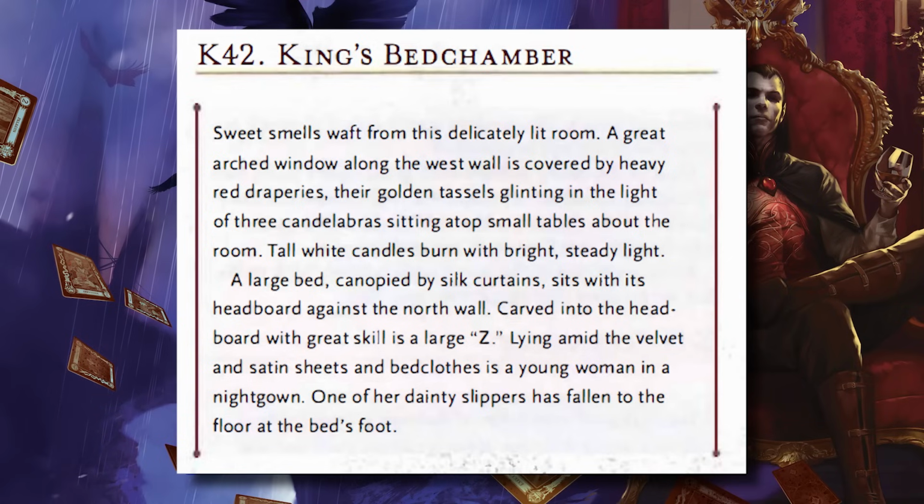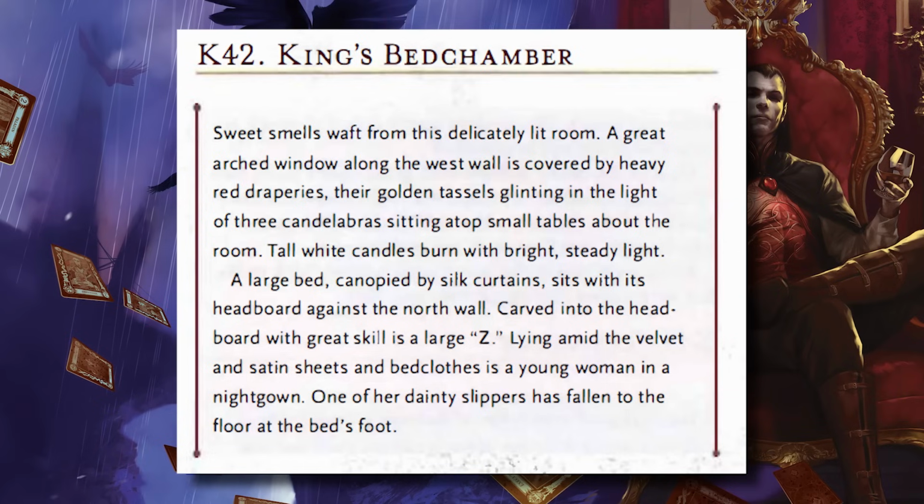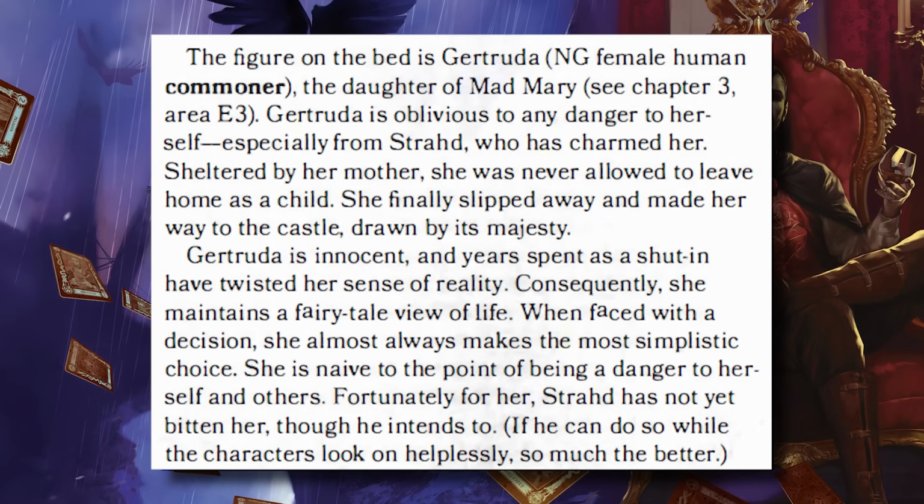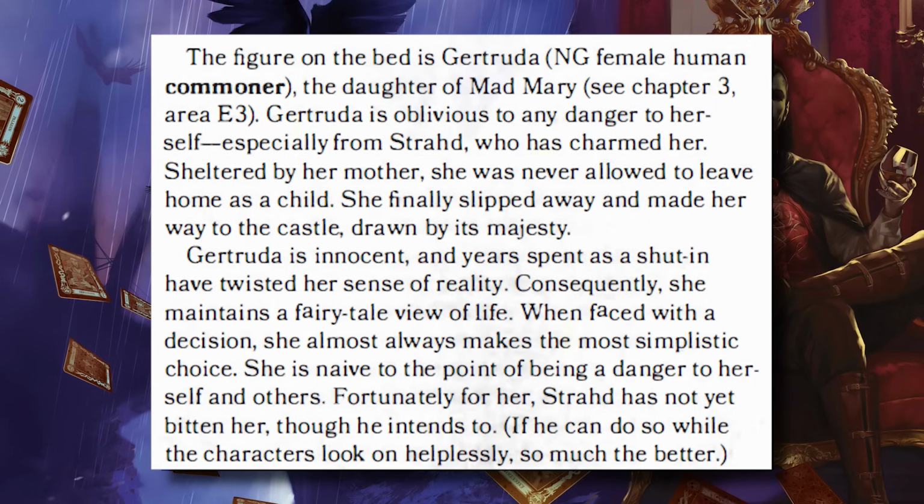Carved into the headboard with great skill is a large Z. Lying amid the velvet and satin sheets and bedclothes is a young woman in a nightgown. One of her dainty slippers has fallen to the floor at the bed's foot. The figure on the bed is Gertruda, neutral good, female human commoner, the daughter of Mad Mary, see Chapter 3, Area E3. Gertruda is oblivious to any danger to herself, especially from Strahd, who has charmed her.